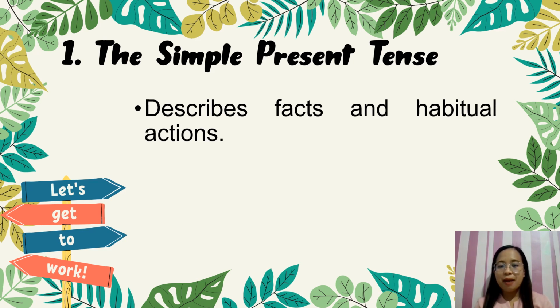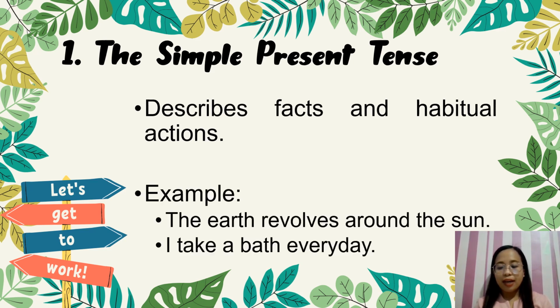Okay, let's have an example. Number one: The earth revolves around the sun. Let's take a look at the sentence. The earth revolves around the sun. Let's study the sentence. Which is the subject here? The subject is earth, or the earth.